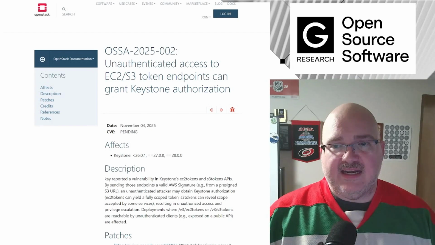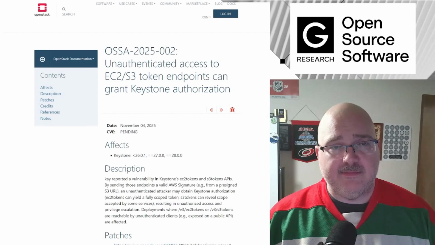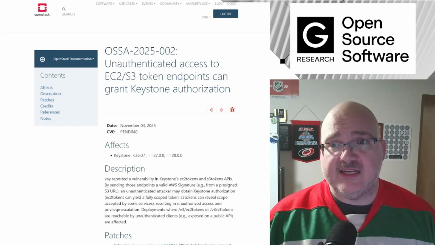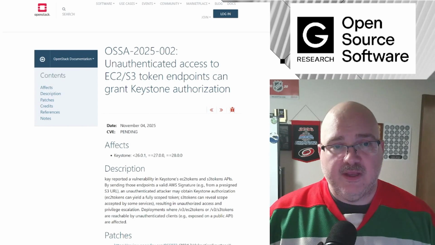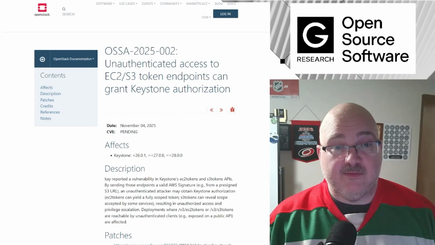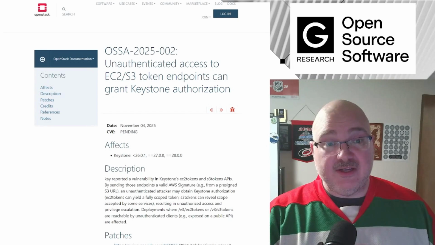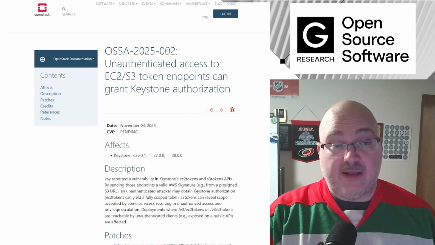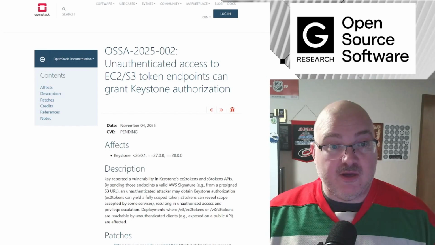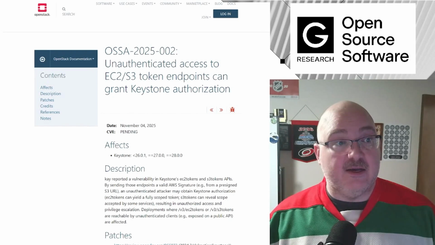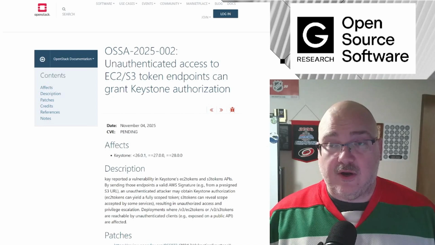We recently had an issue. The CVE number's pending, but our internal number is OSSA-2025-022. And it involves the ability for someone to basically turn a capability URL returned by a Keystone API endpoint into a token, which can be a little bit nasty. So let's talk about what's going on here.